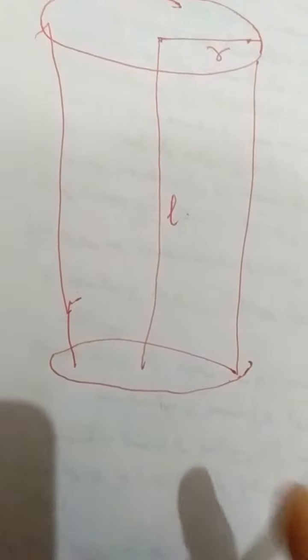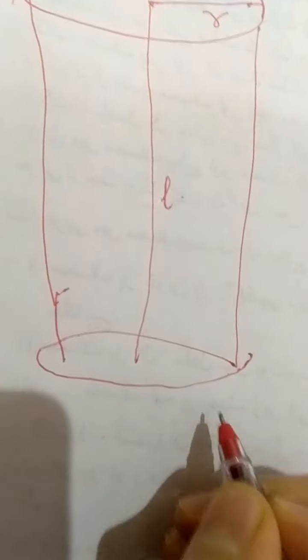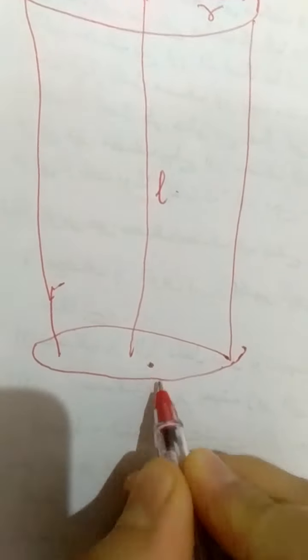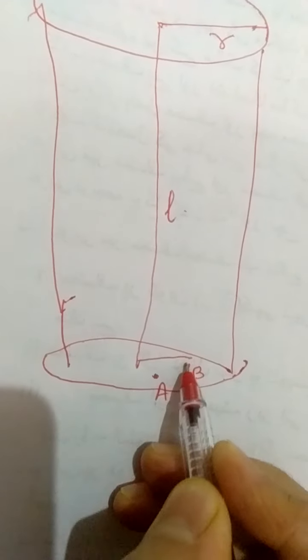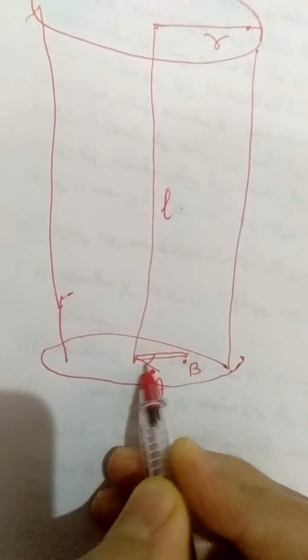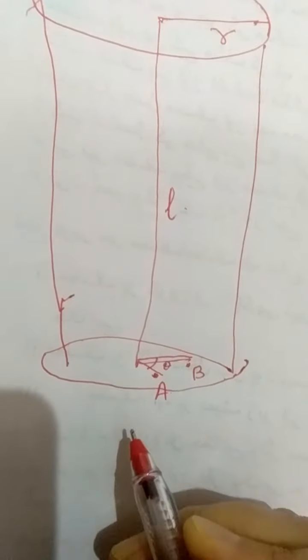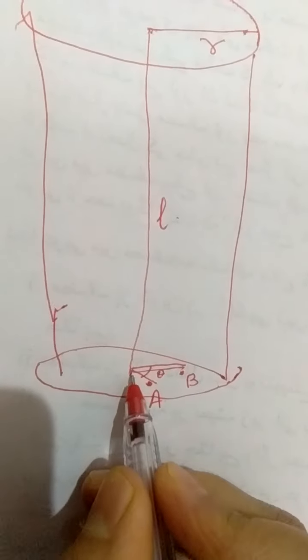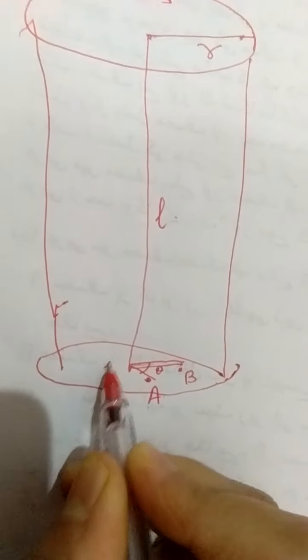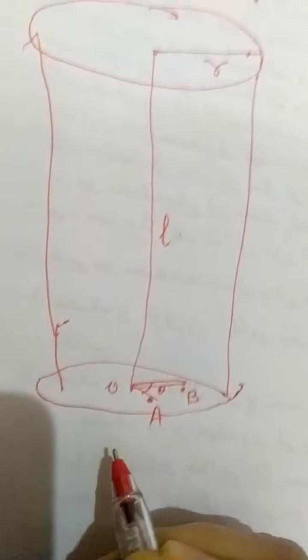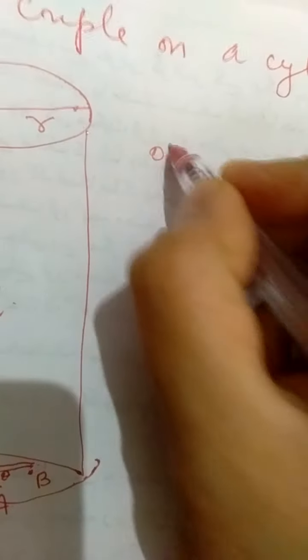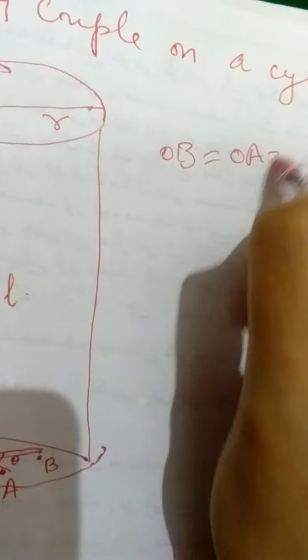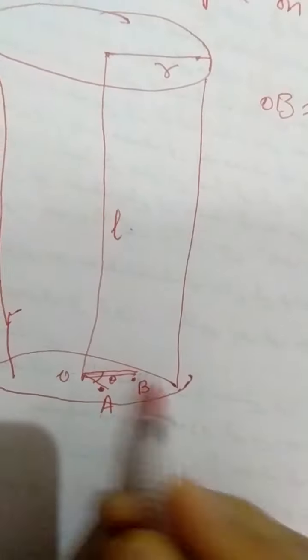Now let us turn the cylinder through a certain angle. And when we do that, suppose here is a point A and after turning it reaches a point B. So suppose with the center of the base, it makes an angle theta. This is the angle theta. And let us assume that this distance OB is equal to OA is equal to x, for example, right?